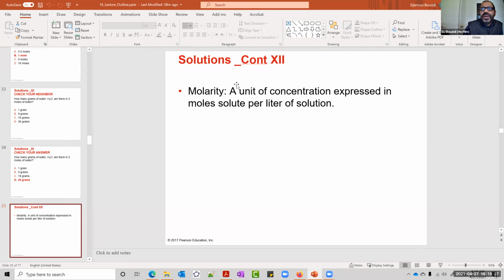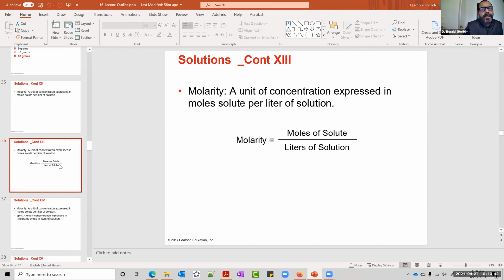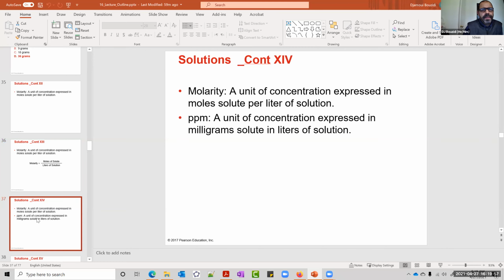So molarity is a unit of concentration expressed in moles of solute per liter of solution. So that is one way of expressing it, a number of moles per unit volume. Okay. So that is the molarity. That's one way of expressing the concentration. How many moles can you put in a liter before it becomes basically saturated? That's a question. Okay. On the other side, you have the ppm, or parts per million.